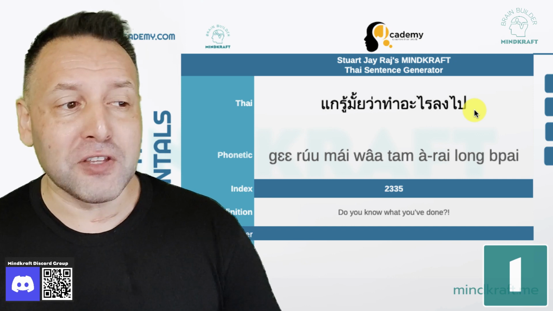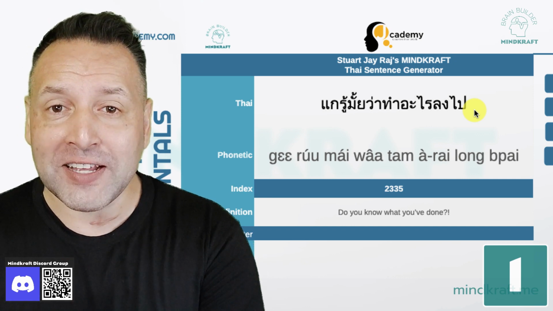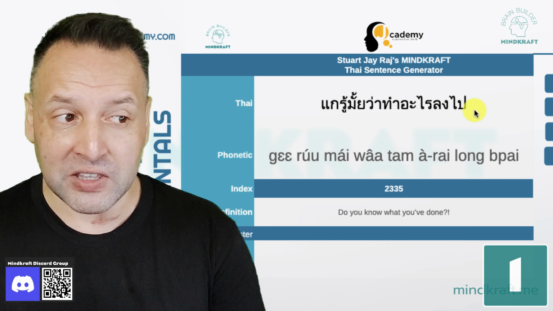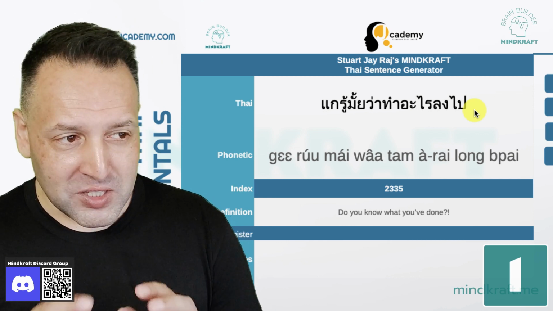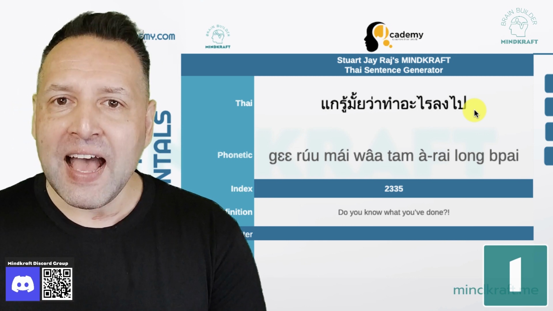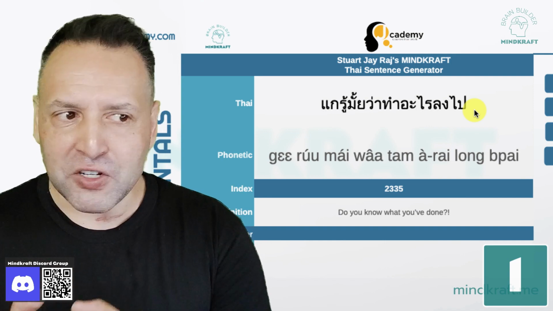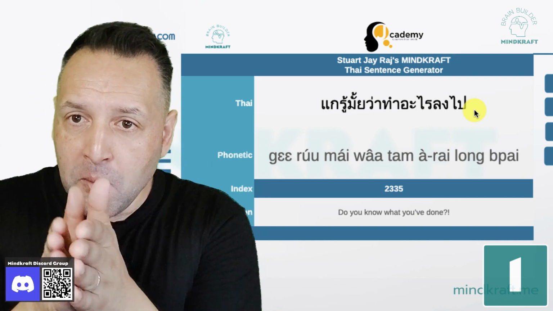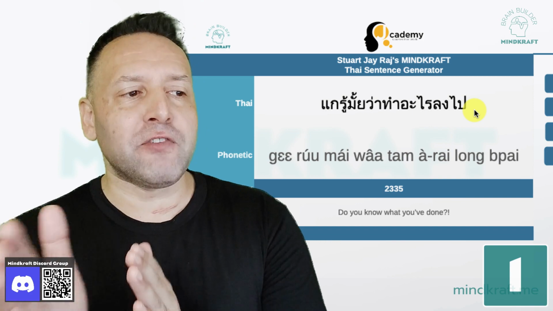I absolutely love this, I'm chuckling. If you've done Cracking Thai Fundamentals, either read the book or you've done the course, you'll be chuckling too because these two words, long and pai, are in my set of 11 core words. Kun long pai ma. And so these are vector words.